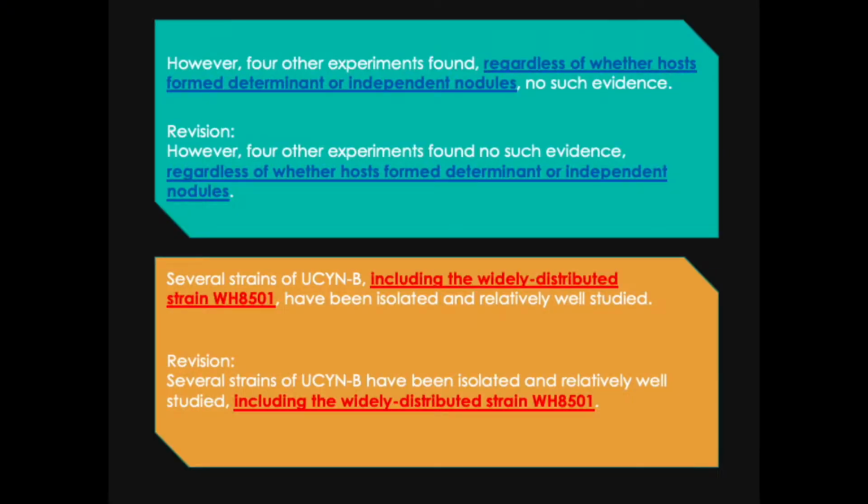The second example is, several strains of UCYNB, including the widely distributed strain WH8501, have been isolated and relatively well studied. That phrase in red interrupts between the subject, which is several strains of UCYNB, and the verb, which is have been isolated. So in the revision, we simply move that phrase to the end, just like we did in the first one.